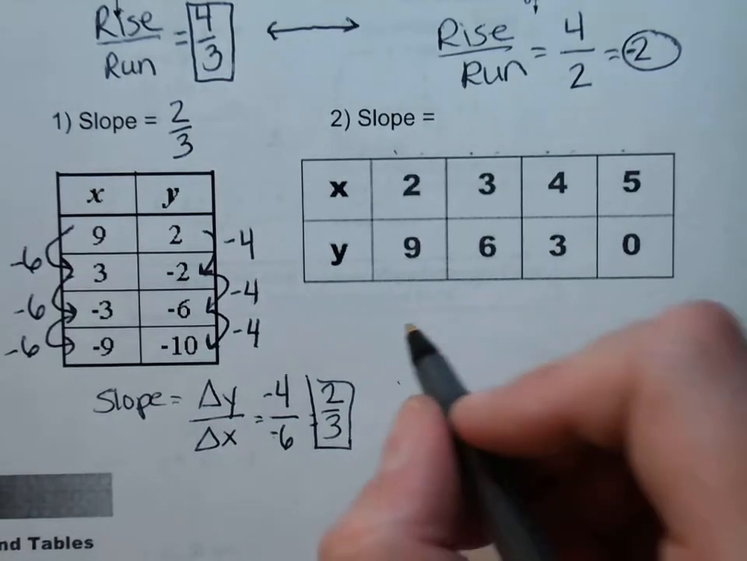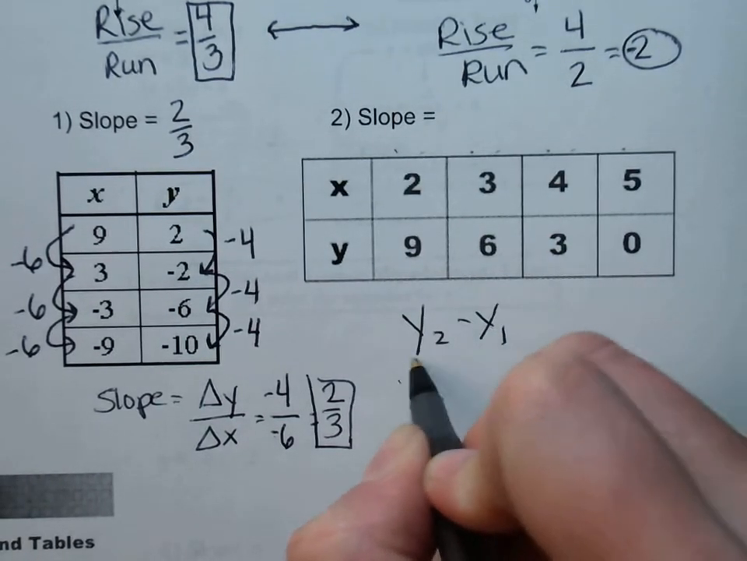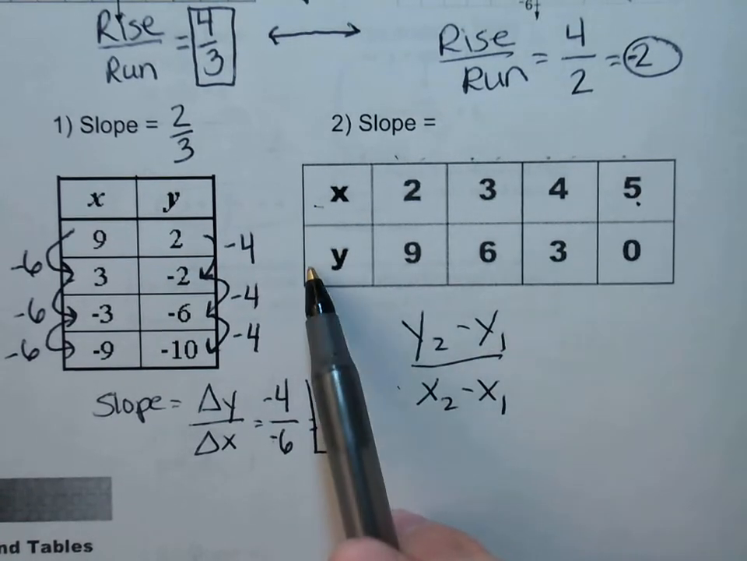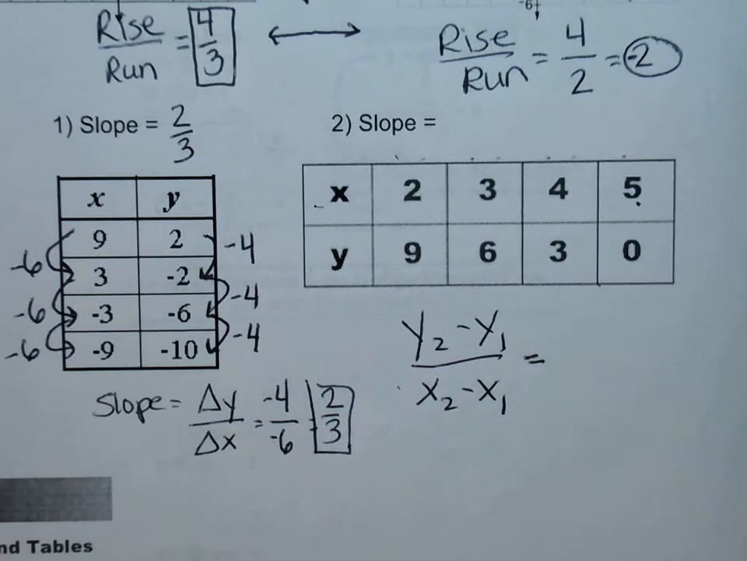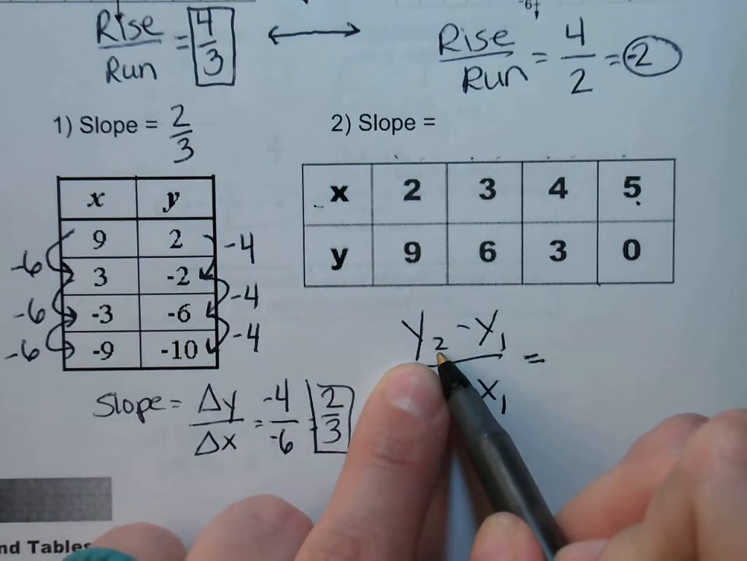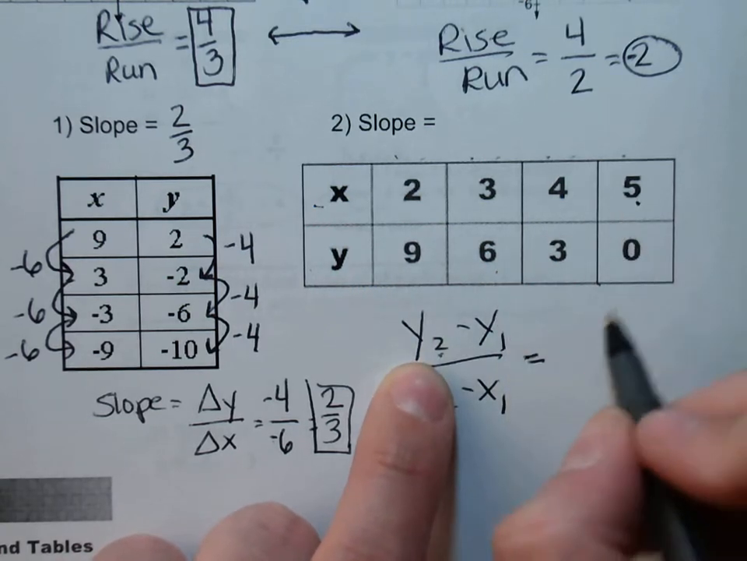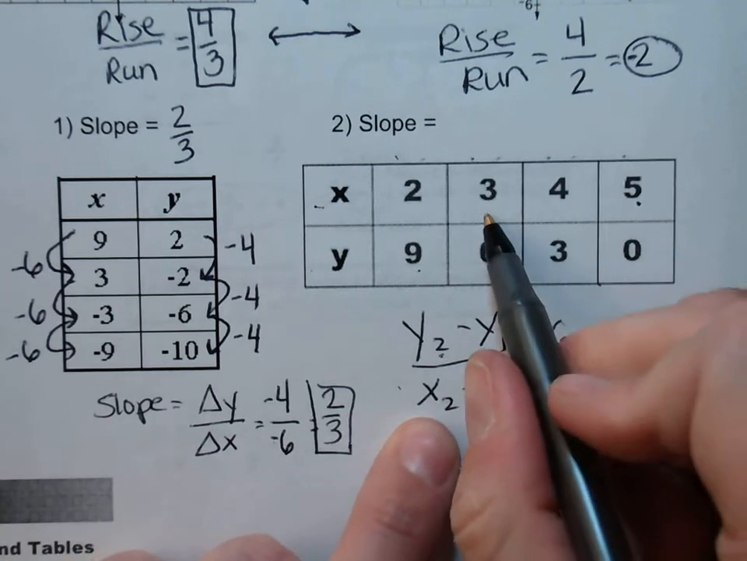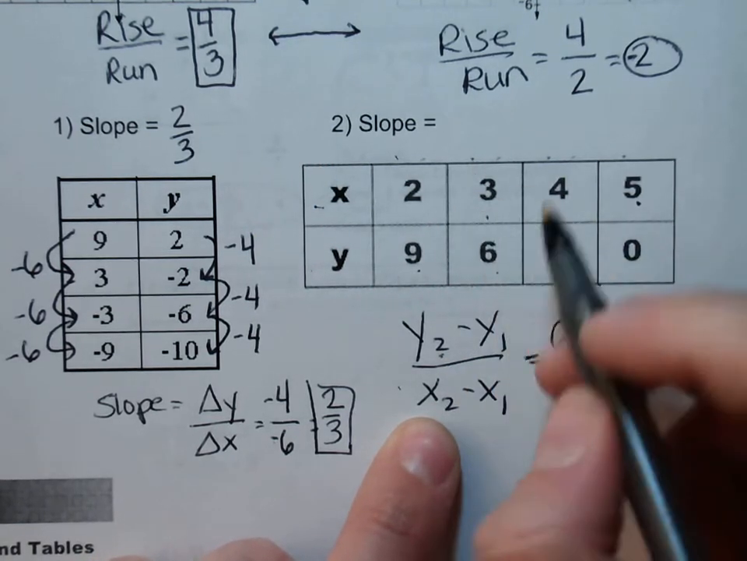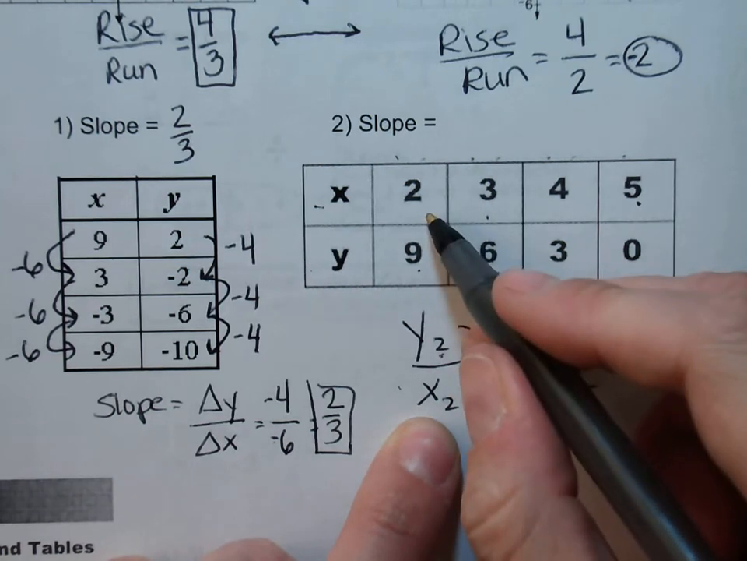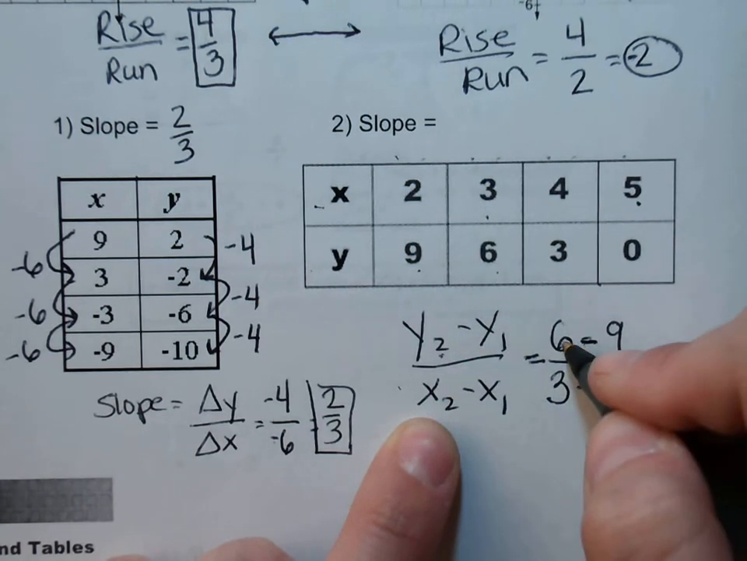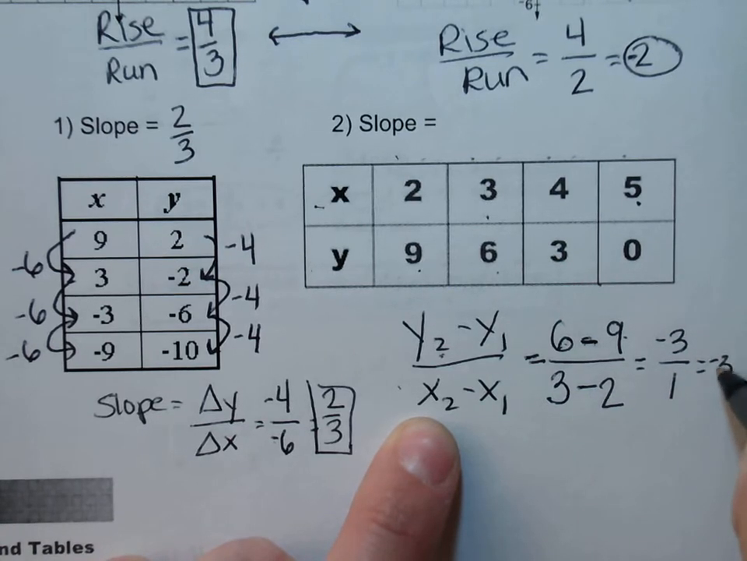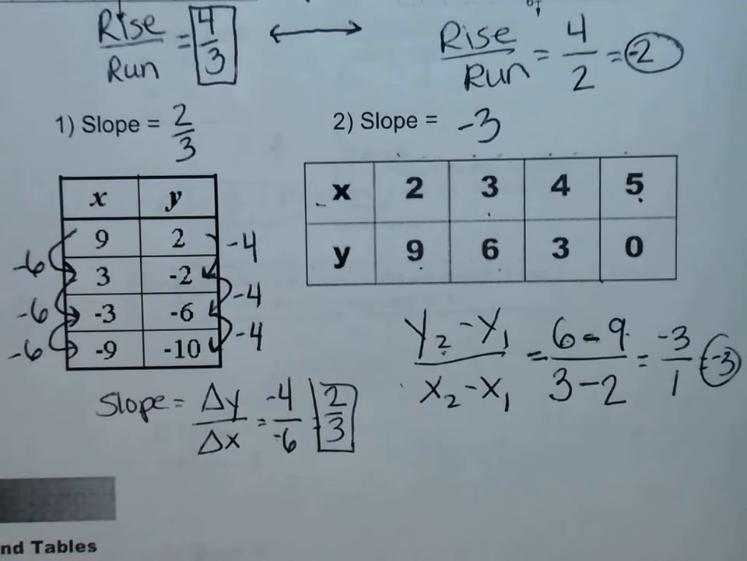This next one we will do by the formula, which is y2 minus y1 over x2 minus x1. Remember, our y's are on the top and our x's are on the bottom. How I explained it before is this means what is my second y. My second y is 6, my first y is 9, my second x is 3, and my first x is 2. 6 minus 9 is negative 3, and 3 minus 2 is 1, which simplifies to be negative 3.